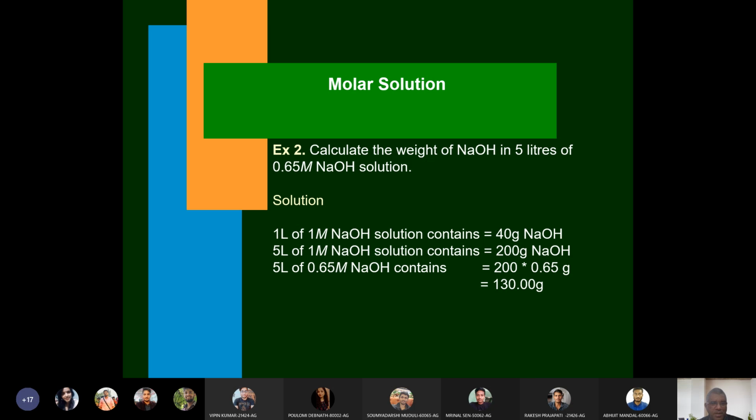So it is very simple. 1 liter of 1 molar NaOH solution contains 40 gram because this is the molecular weight. If it is 5 liters, then 5 liters will have 200 gram, 5 into 40. And then if it is 0.65, you multiply 200 by 0.65, you get 130 gram. Is this 130 gram correct? Yes, sir.